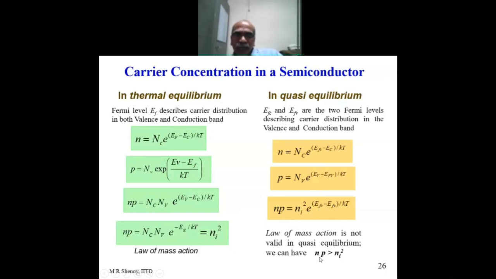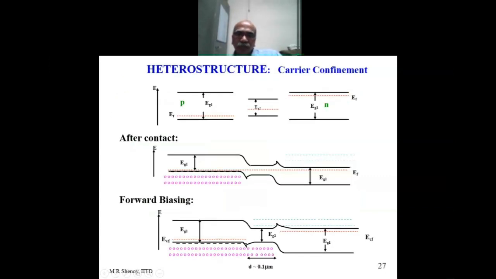Now n times p is greater than ni squared if EFC minus EFV is positive. So if you increase the separation between the quasi-Fermi levels, the carrier concentrations can become very large. This is the main physics point in forward biasing a double heterostructure.